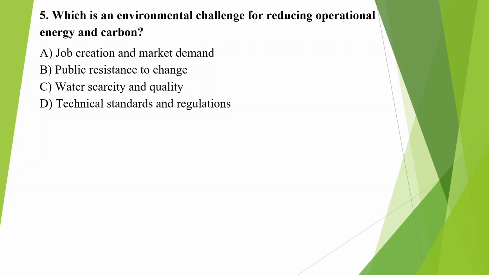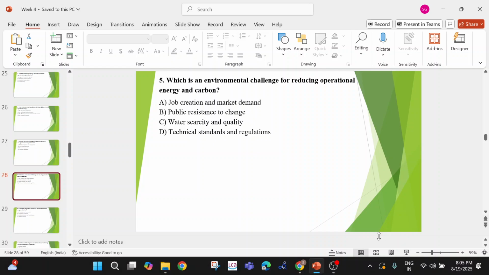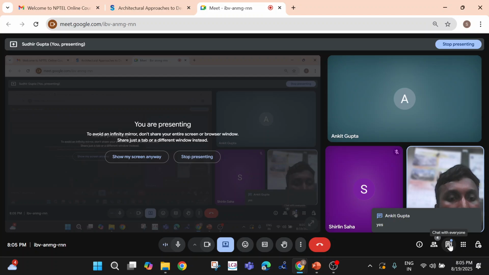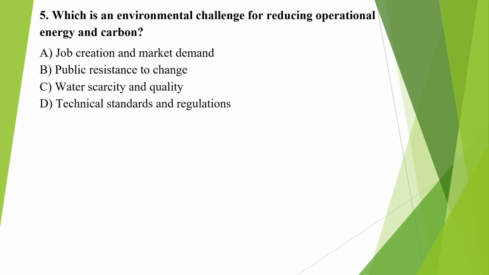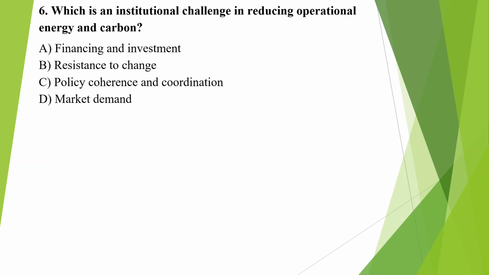So now is it clear? Is it clear now? Can we move to the next question? Okay. So here's the sixth question then. Which is an institutional challenge in reducing operational energy and carbon? Initially it was asking about social challenge, then environmental challenge. Now it is asking about the institutional challenge in reducing the operational energy and carbon. So try to answer this question also.